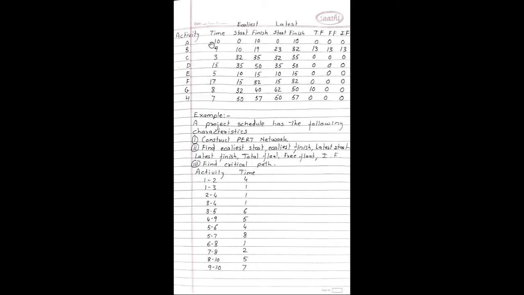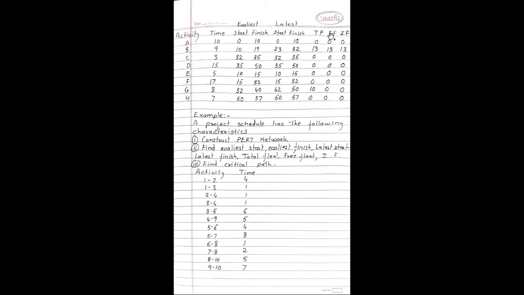Then subtract the duration. So 10 minus 10 becomes 0. 32 minus 9 will give you 23. 35 minus 3 will give you 32. 50 minus 15 will give us 35. 15 minus 5 will give us 10. 32 minus 17 is nothing but 15. 50 minus 8 becomes 42 and 57 minus 7 becomes 50. So this is our latest start, latest finish.